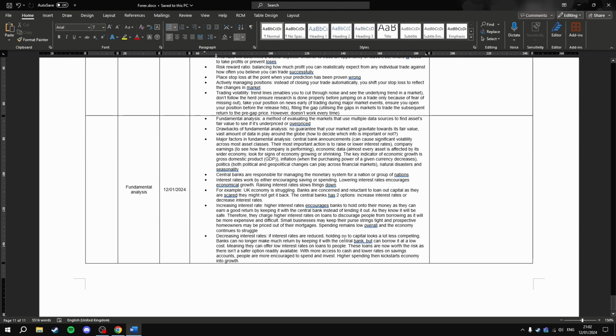Decreasing interest rates. Increasing interest rates. As they know it will be safe, therefore spending remains low overall.